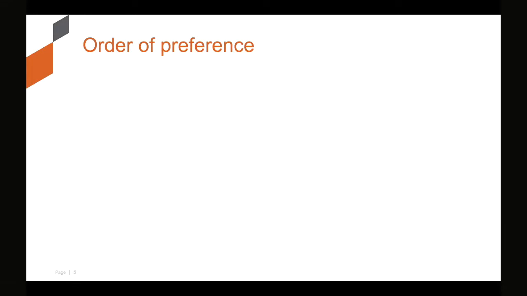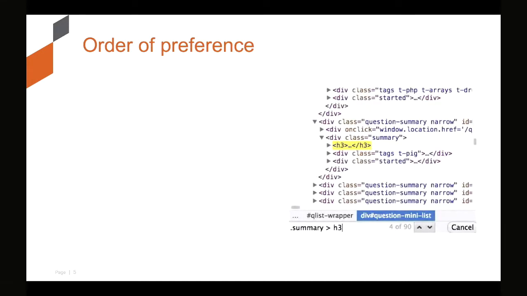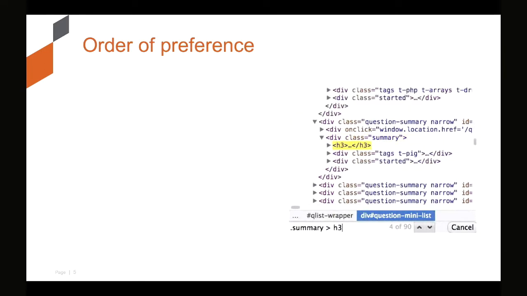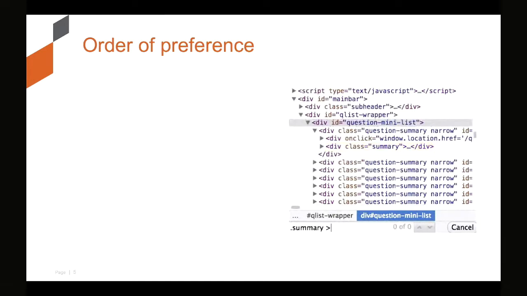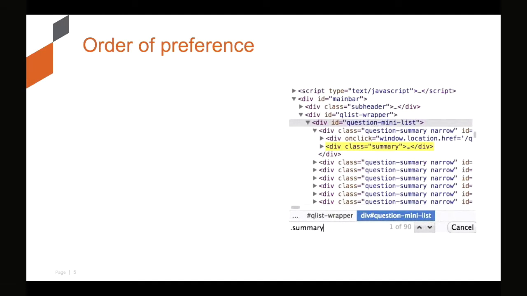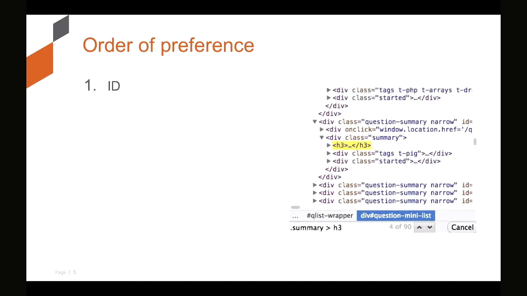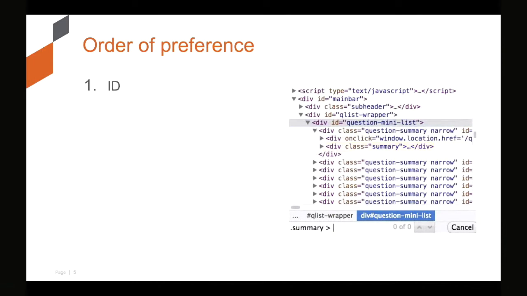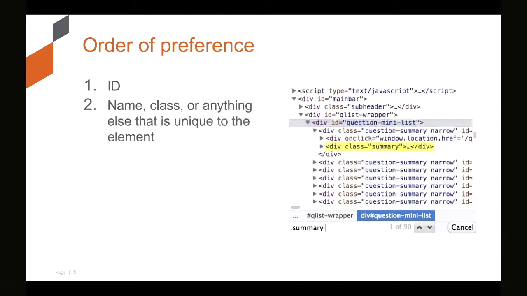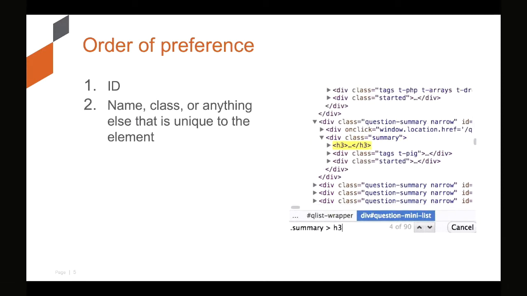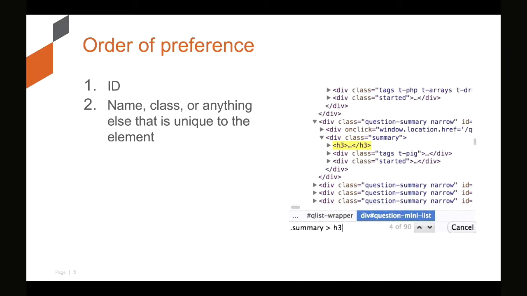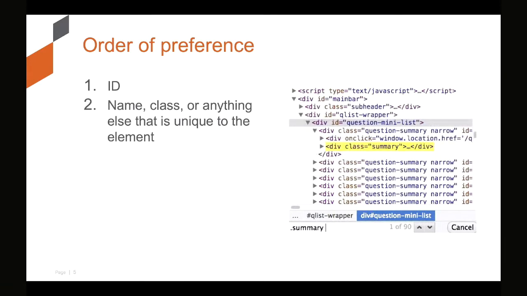Order of preference. If you look at the DOM, you'd see an element has multiple attributes, which means you can build selectors in multiple ways. However, it's always a good practice to follow a certain order of preference when it comes to usage of these attributes to select elements. The first on the list is ID. ID is always the best option. So if you have an ID for an element, go ahead and use that. However, all elements may not have an ID attribute. In that case, look for something which is unique to that element. For example, it could be a name attribute or a class or anything else.